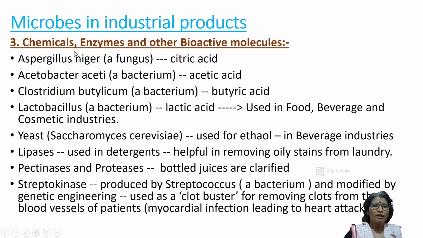Now enzymes. There are enzymes like lipases, pectinases, proteases, and streptokinase. One by one I will explain. Here, lipases. These lipases are generally used in the preparation of detergents, which are helpful in removing oily stains from laundry. These lipases clean our clothes in this way by removing oily stains. And pectinases and proteases are enzymes by which bottled fruit juices are clarified.